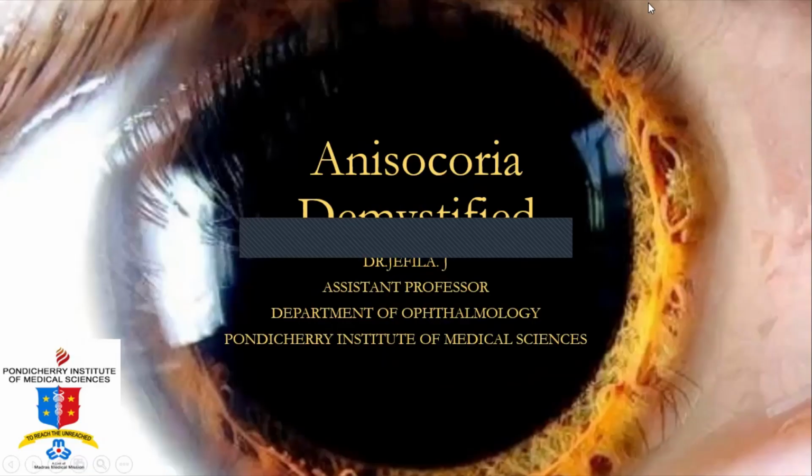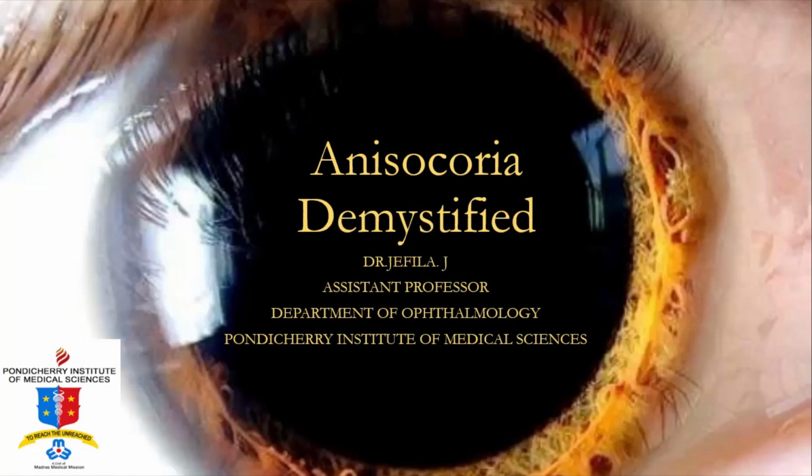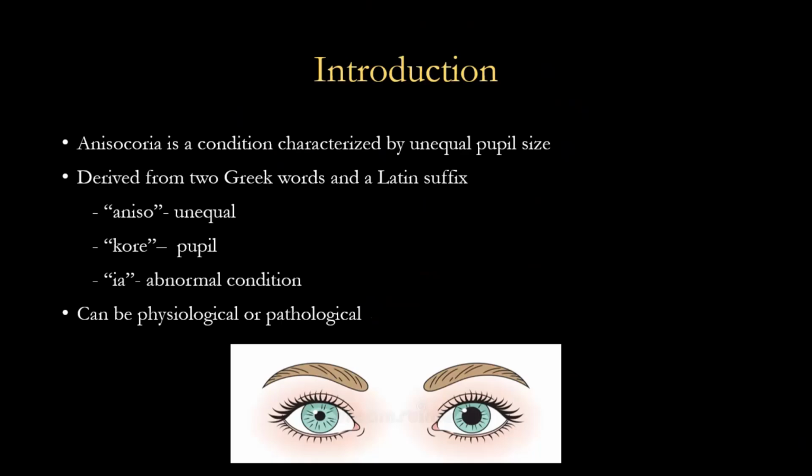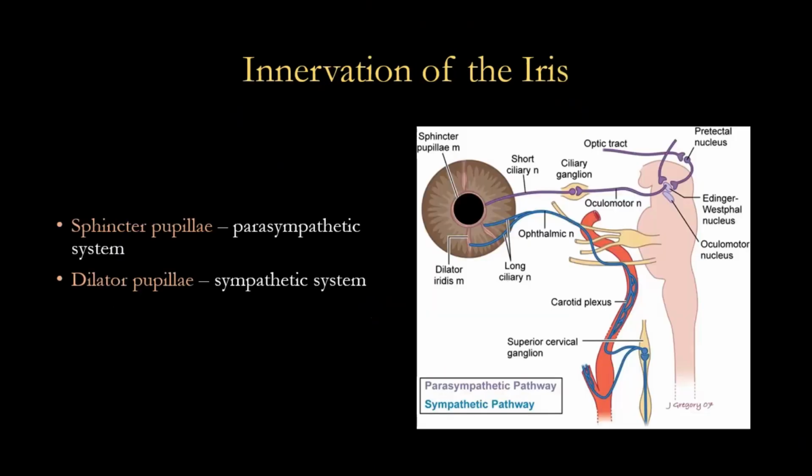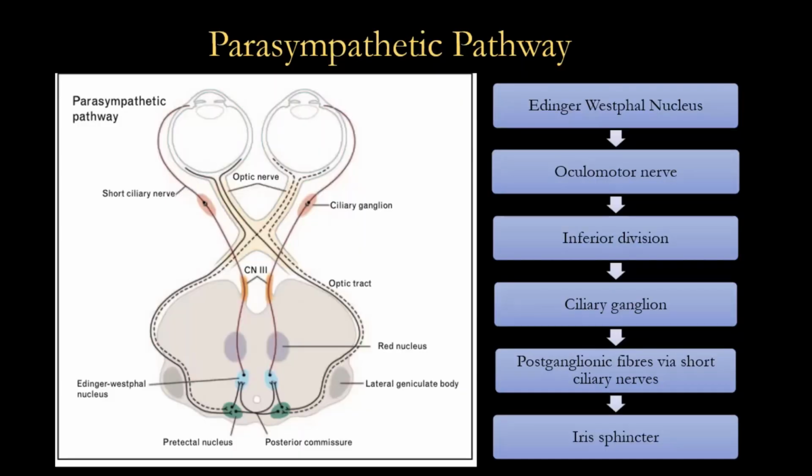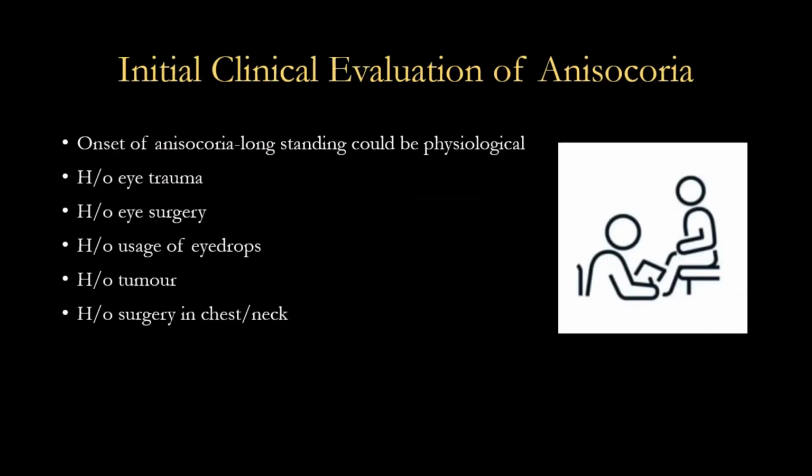Good evening. I've been asked to rush through anisocoria because of lack of time. Anisocoria is a condition characterized by unequal pupil size, and the pupil is controlled by two muscles, the sphincter pupillae and the dilator pupillae. The sphincter pupillae is supplied by the parasympathetic system, whereas the dilator pupillae is supplied by the sympathetic system. So we'll skip all this.